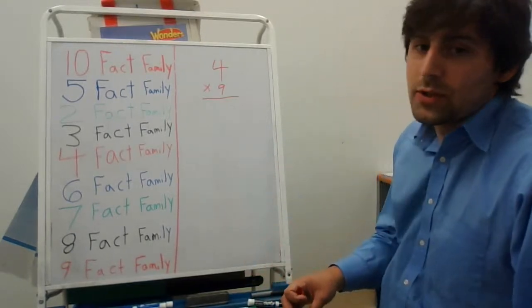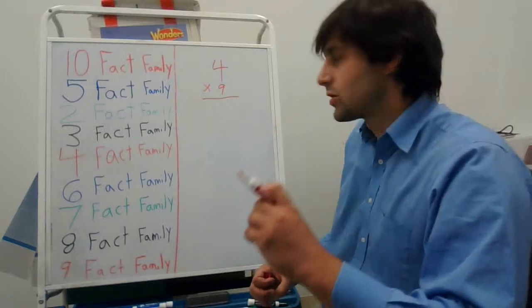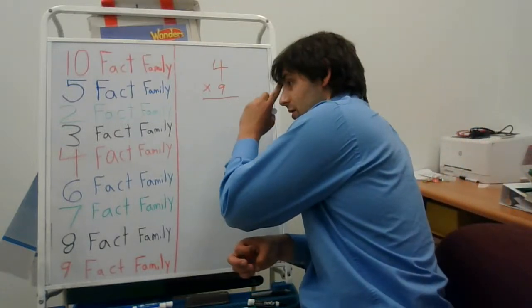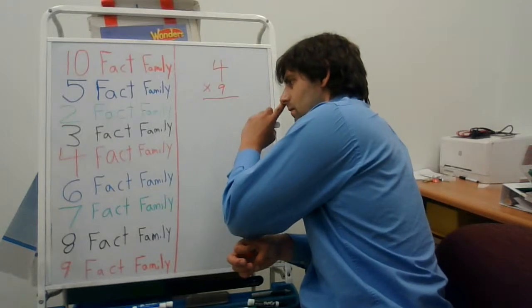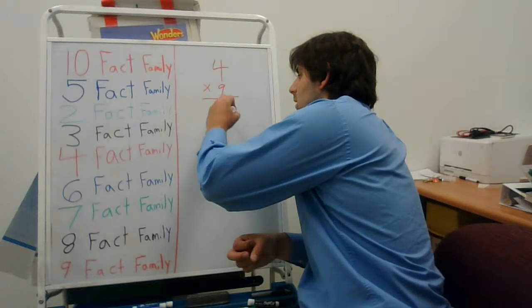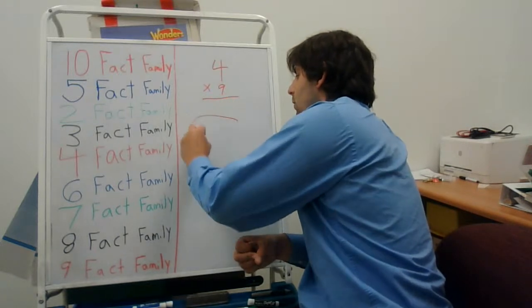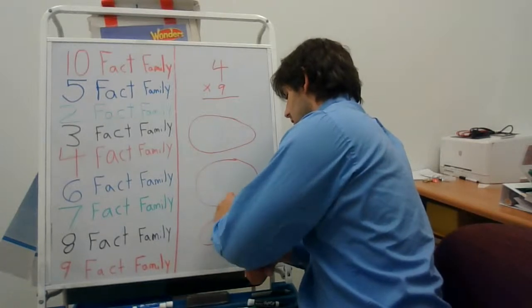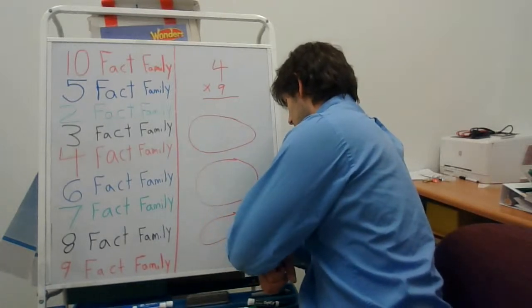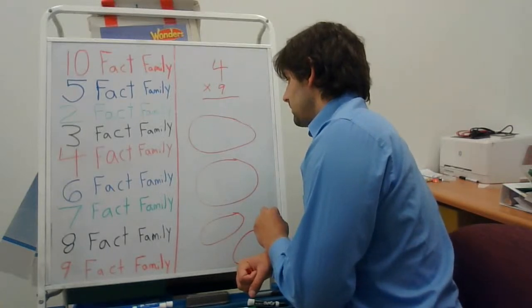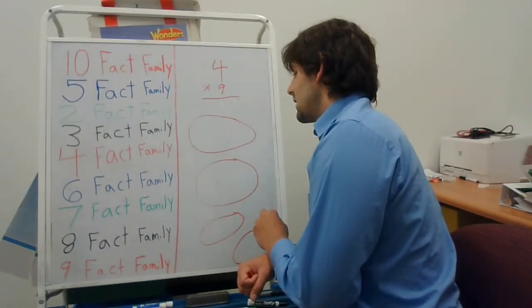you can draw 4 groups of 9. You can make 4 circles with 9 X's or 9 dots in each circle. So I'm going to make 4 groups, 4 big circles here. And I'm going to draw 9 X's in each circle.